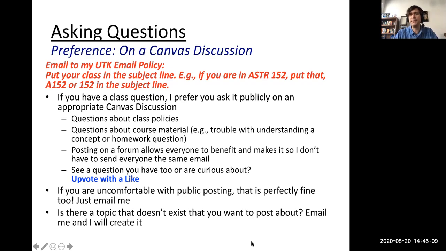Now, if you do not feel comfortable publicly posting, it doesn't look like there's an anonymous discussion posting option for Canvas, or at least one that blends anonymous with non-anonymous. So if you're just uncomfortable publicly posting, that's perfectly fine. Just email me. I may ask, if it's a question that I think other people could benefit from, whether I can keep your anonymity safe and then publicly post it on the appropriate discussion forum and answer it there. That way, everybody gets to benefit, and we feel like we're a cohesive class, and you get interaction with me, your instructor, which is where I hope a lot of the learning is going to happen.